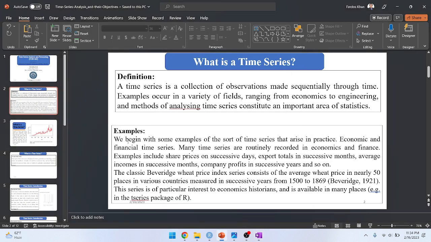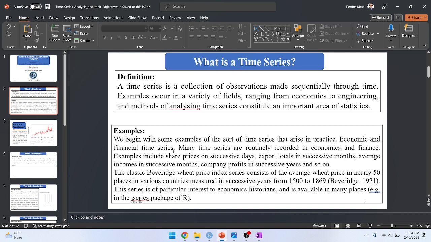You can see examples of time series. We begin with some examples of time series that arise in practice: economic and financial time series. This is one of the important time series. You can see inflation, economic growth, GDP. These are some of the examples.